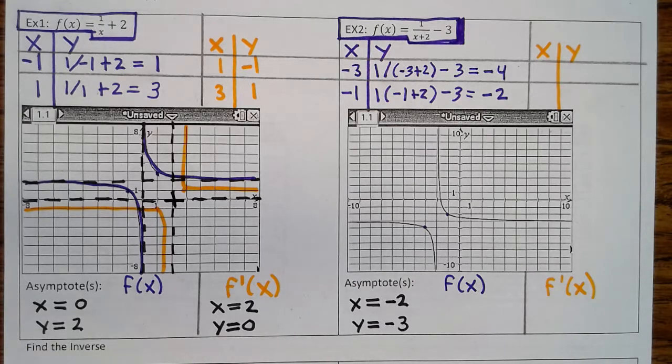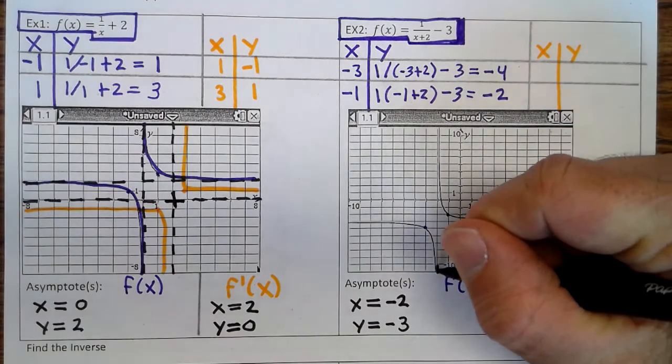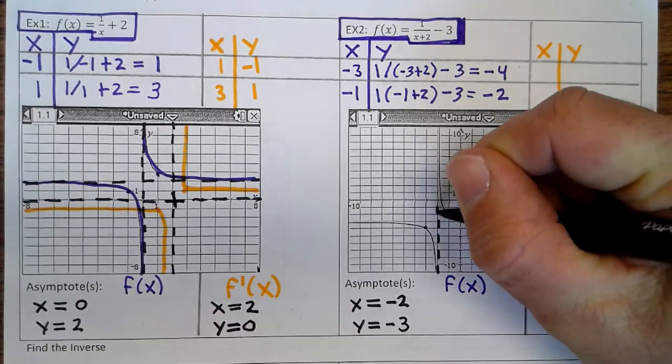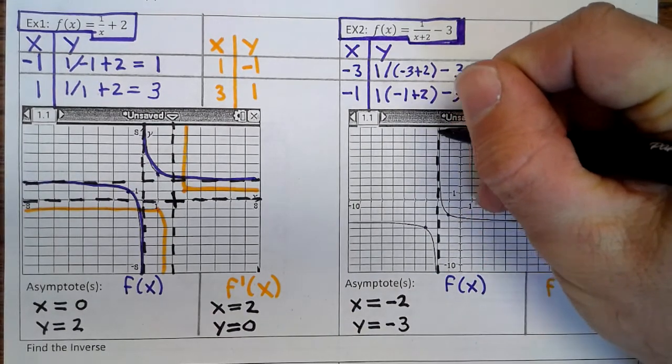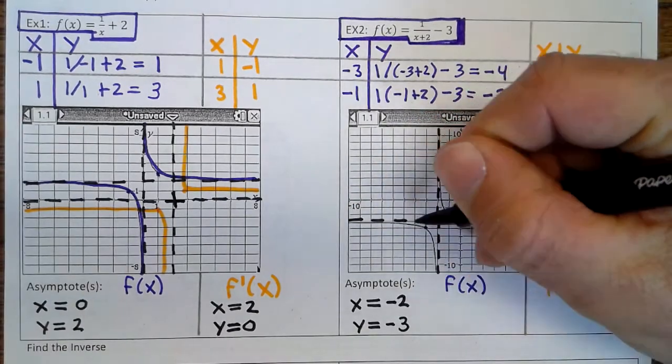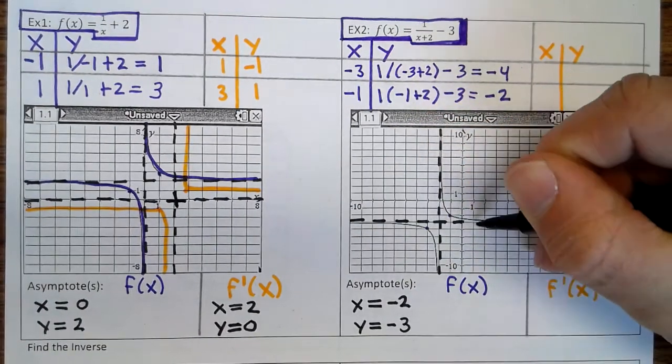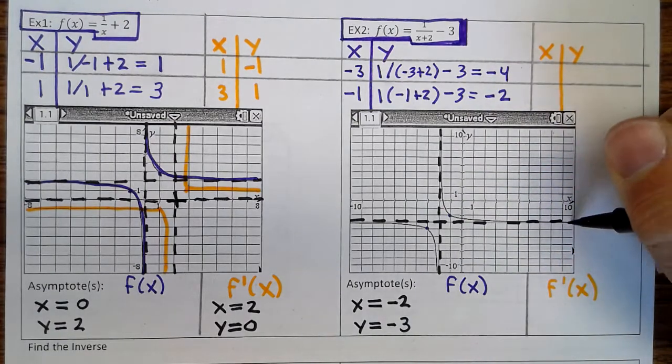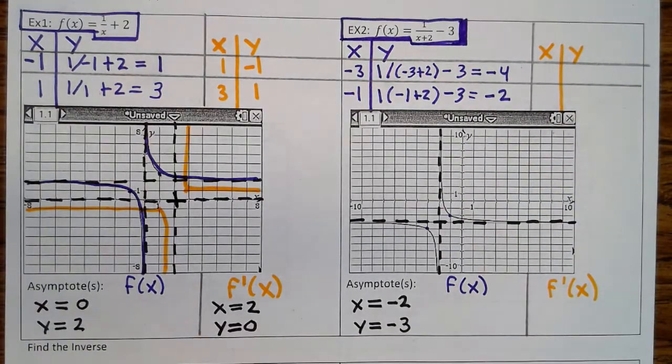Now let's graph the asymptote. So x equals -2. And y equals -3. So now we graph our points. -3, -4.